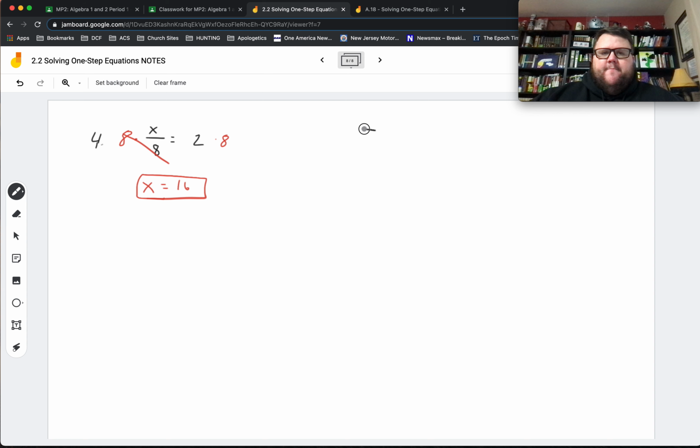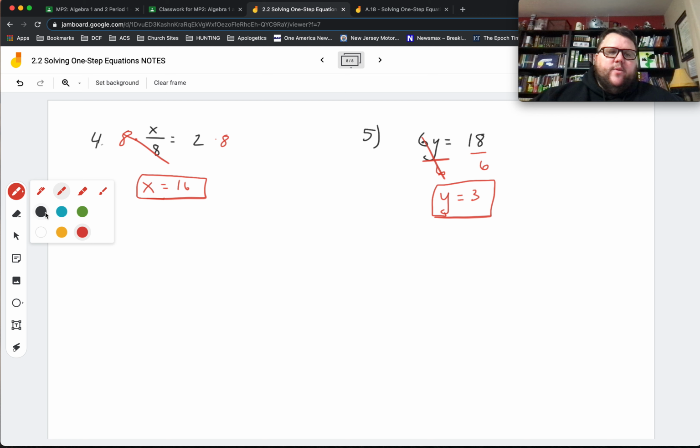If I had, so we'll call this 5, 6y equals 18. So the opposite of multiplication is division. So I'm going to divide by 6. Divide by 6, I get y equals 3. And so this is what you guys are doing. Let's do another fraction one. Let's go with 2/3 x equals 12.